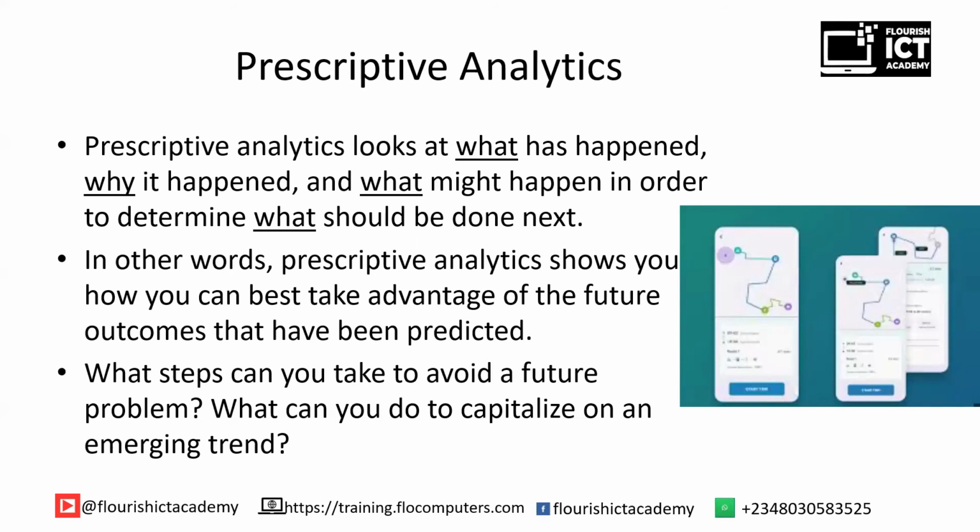So prescriptive analysis looks at what has happened, why it happened, and what might happen in order to determine what should be done next. So what should I do in order to ensure that what has happened does not repeat itself? Okay? In other words, prescriptive analysis shows you how you can best take advantage of the future outcome that has been predicted. We've talked about predictive. You have predicted what will happen. So this is now going to tell you how you can prevent it if it's a negative. If it's a positive, how do we take advantage of it?